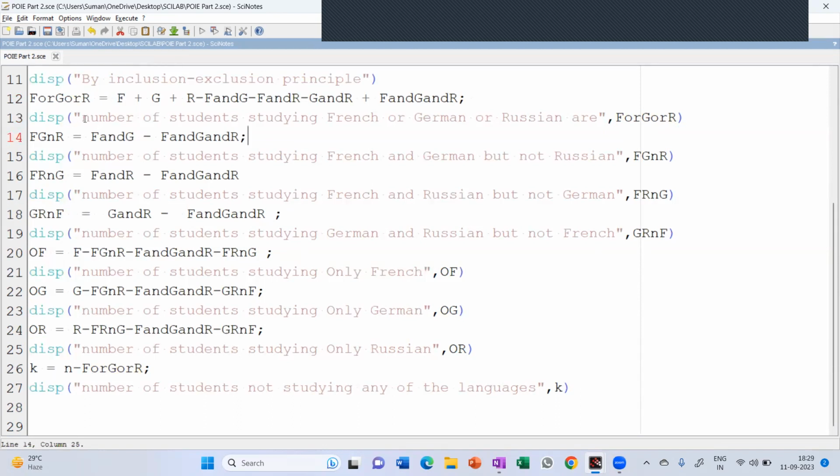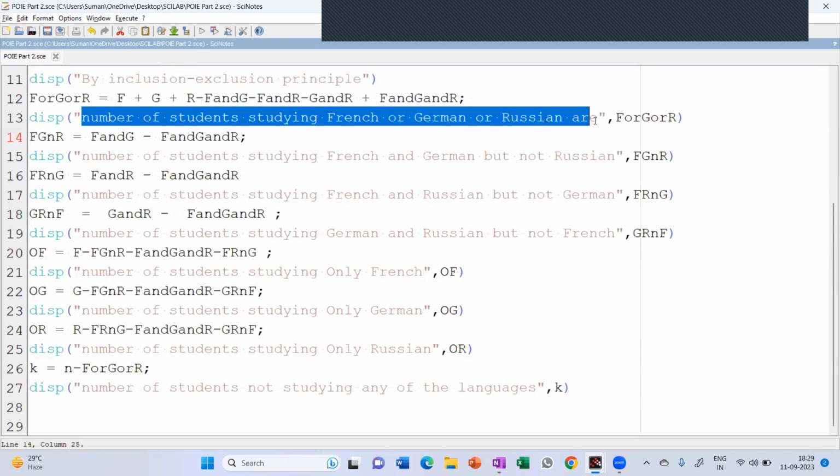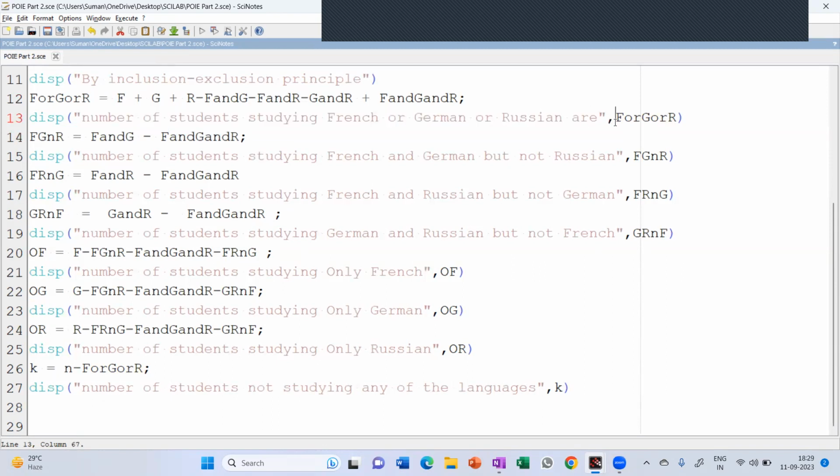What it is going to display is the number of students studying French or German or Russian. This will be printed as it is, because that is written within double quotes. And for the value, we write a comma and the variable name in which the value is stored. The variable name is F or G or R, so you have to write that here. Remember, I want the variable's value, so I write it without double quotes.